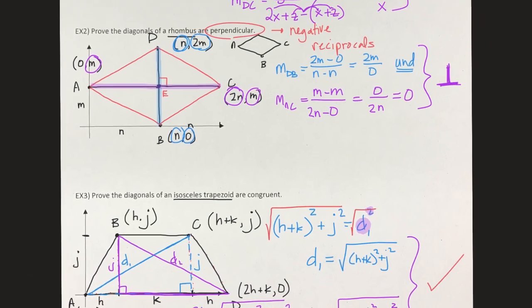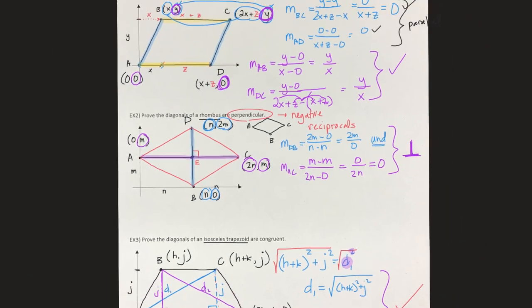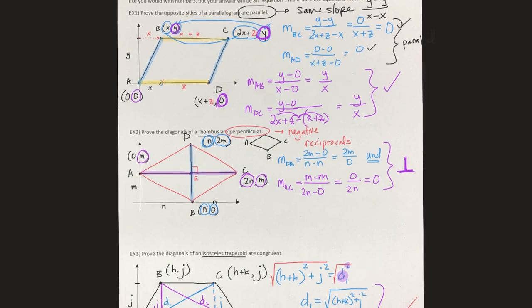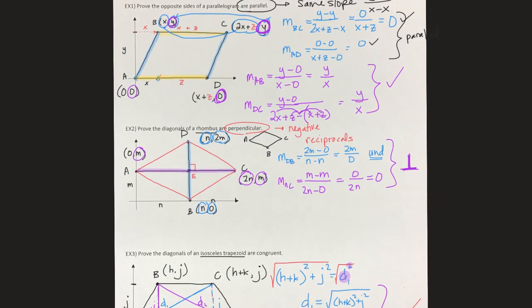Okay, so this is how we do coordinate proofs, right? You pick some letters, you apply them correctly to the vertices, and then you use slope if you want to find something being parallel or perpendicular, and you use the Pythagorean theorem if you're trying to show something is congruent by finding their lengths. Fantastic.